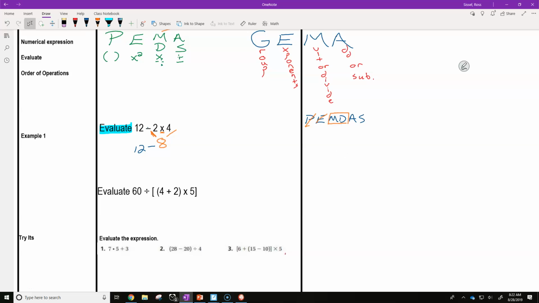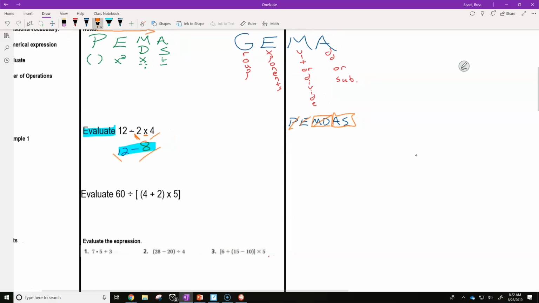Hey, I still have multiply and divide. Even though I've done it once, I go back to my new equation. This is now my new equation. 12 minus 8. No multiplication or division. Done with it. Is there an addition or subtraction? Well, yeah, there's only subtraction. I'm going to filter down again. 12 minus 8 is 4.